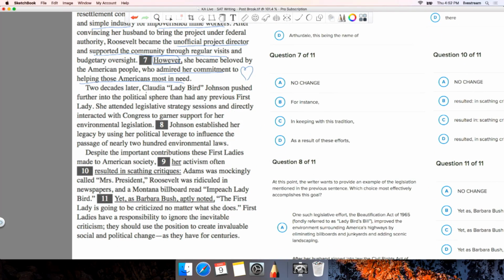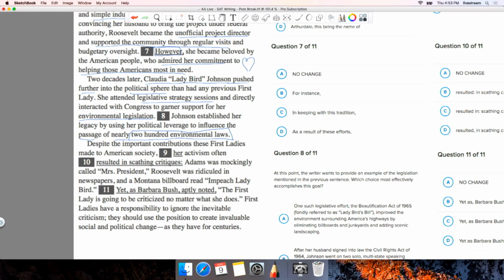Two decades later, Claudia Lady Bird Johnson pushed further into the political sphere than had any previous First Lady. She attended legislative strategy sessions and directly interacted with Congress to garner support for her environmental legislation. Okay, environmental legislation. Johnson established her legacy by using her political leverage to influence the passage of nearly 200 environmental laws. Wow, it's a lot of laws that she helped pass.